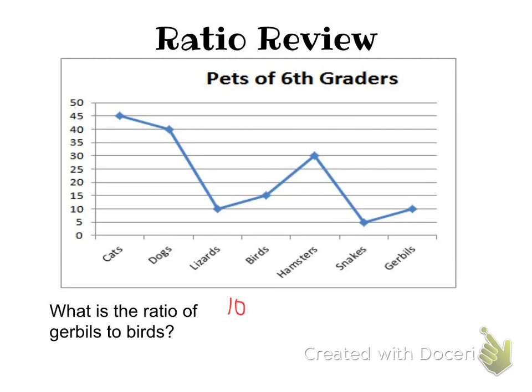How many people, write this with me, okay? How many people have birds? Eli? Yeah, it's 15. Okay, so it's 10 to 15, but remember, we can reduce ratios just like as if they were a fraction. Even if they're written this way, we can still reduce them. Okay, we do that by dividing each one by 5. So we would come up with what? 2/3. So we could say that the ratio is 10 to 15 or 2/3.